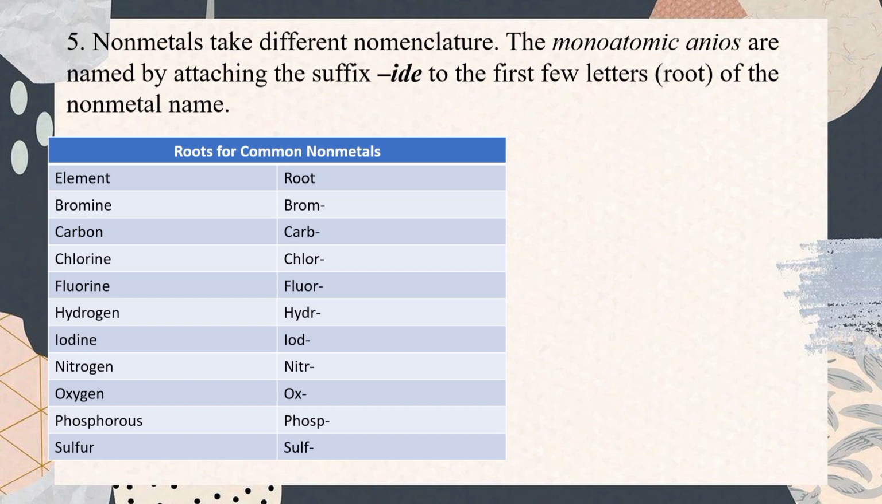For nitrogen, the root is nitr. Ox is the root for oxygen. Phosph for phosphorus, and sulf for sulfur. Let's take some examples.